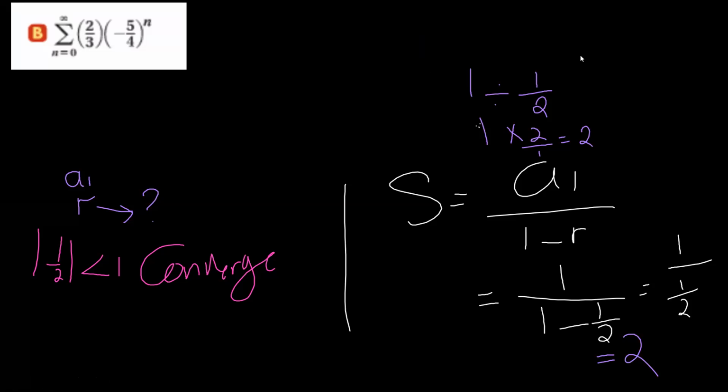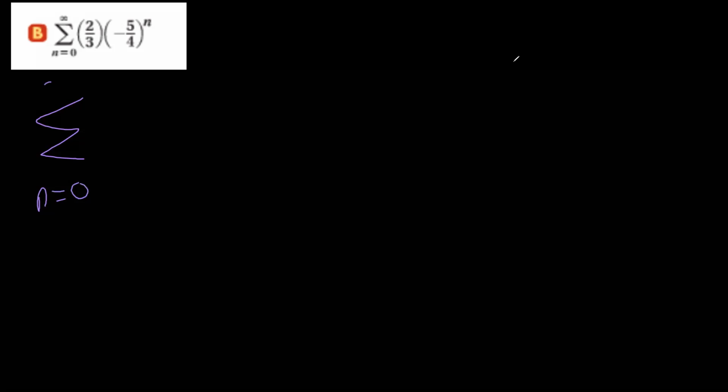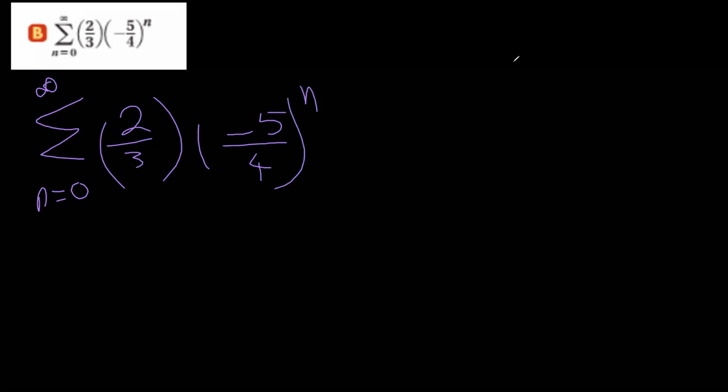Look at B now. In B here, as you see, we have a summation notation. Summation notation from n equals 0 to infinity of 2 over 3 times negative 5 over 4 raised to the power n. Now, as we told you, it is an explicit formula. So 2 over 3 will be what? It will be a sub 1. And here it will be r. Thank you. And since we have here an infinity, it will be an infinite series.